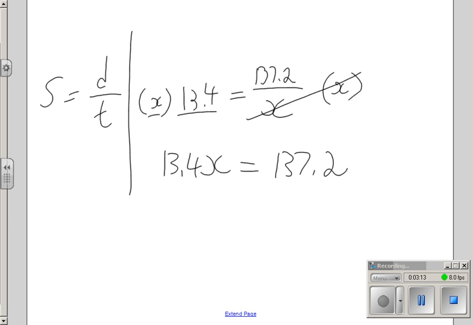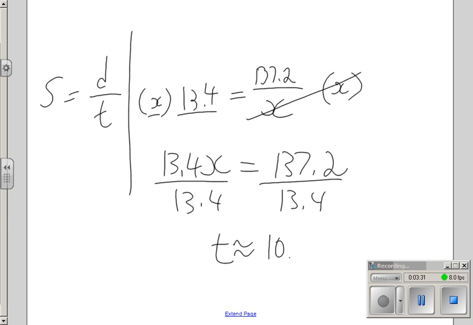Now what I have to do is divide both sides by the coefficient. I end up with the answer, t is approximately, and they use the wavy line because when we did the division it was a decimal, 10.2. So the time it took to go the length of a football field, traveling on a horse galloping at 13.4 meters per second, was 10.2 seconds.